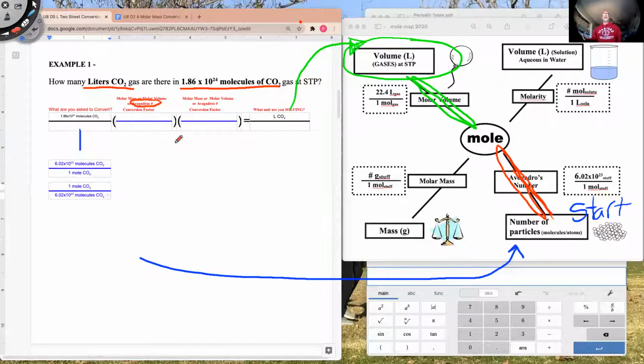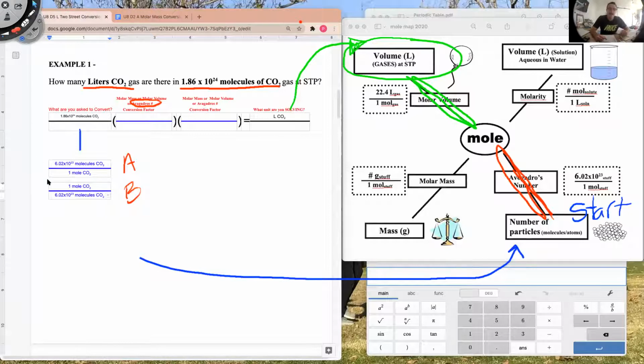The first is Avogadro's number, this is going to be our first conversion factor. Are we going to use conversion factor A or conversion factor B right here? What are we going to use? Mr. Edwards, what are we going to use? Oh, this is a tough one, but I got it.